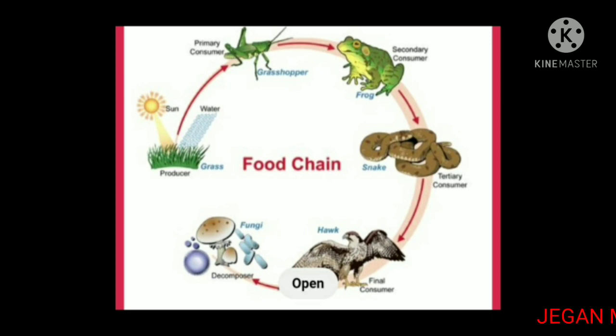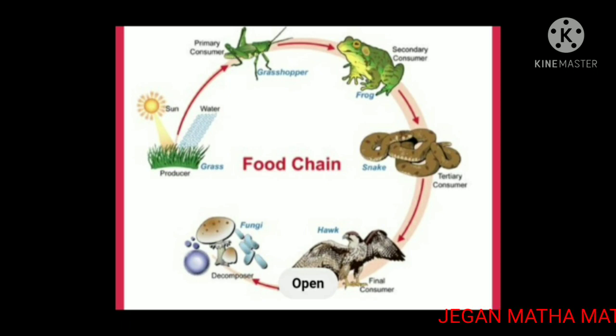In this food chain, you see grass is a primary producer. Then the second one, we see the grasshopper. It is called a primary consumer. It is eaten by a frog. It is considered the secondary consumer.